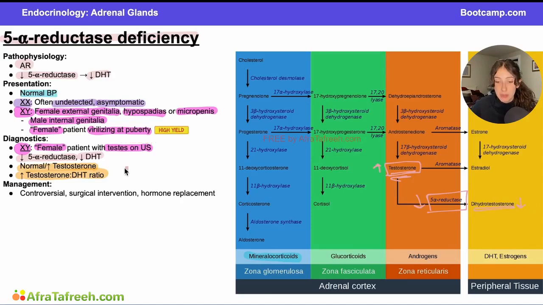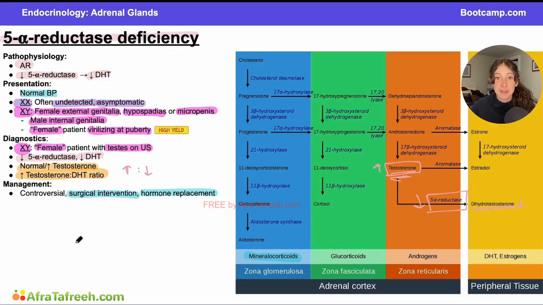And this combination of elevated testosterone with decreased levels of DHT is what is going to lead to the elevated testosterone to DHT ratio. And that is going to be an important ratio for you guys to remember, as it's often used as a diagnostic test for 5-alpha reductase deficiency. Management of this difference in sexual differentiation is again controversial. There are surgical interventions which can be offered to alter the appearance of external genitalia if desired, as well as hormone replacement therapy, which can also be offered if this is what the patient desires.